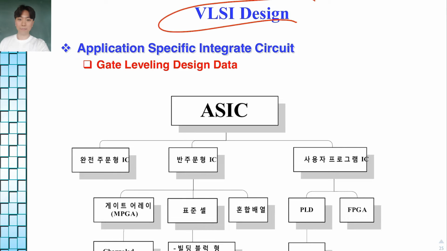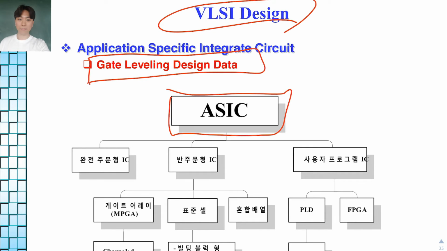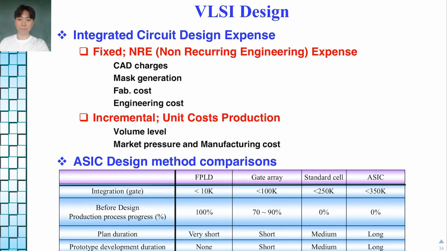And this figure is VLSI design. VLSI design uses gate level design data. This is ASIC and consists of this. And the cost of integrated circuit design is determined by CAD charge, mask generation, fab cost, and engineering cost.